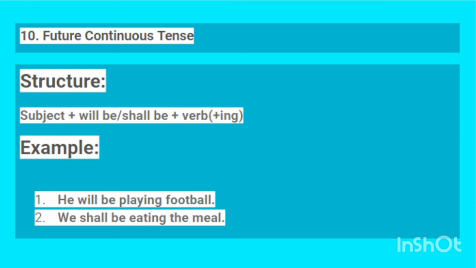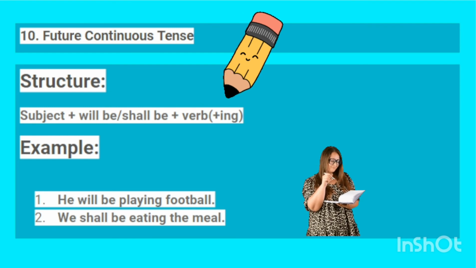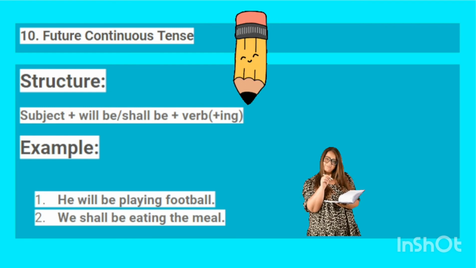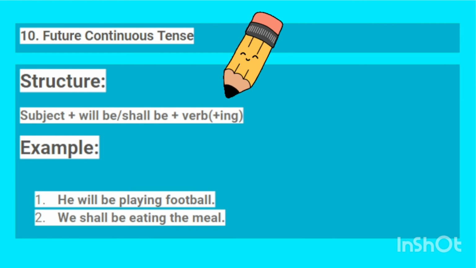Will be and shall be are the helping verbs. Will be is used with you, he, she, it, they, and all nouns. Shall be is used with I and we. Future continuous tense shows that the action will be continuous in the future. The first form of the verb is used with addition of ing. For example, he will be playing football, we shall be eating the meal.